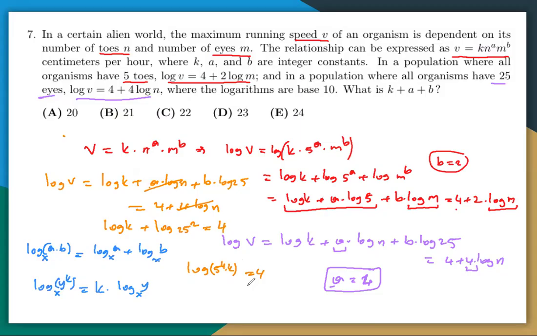Okay, so then we want to find k. I can take this as 10 to the 4th power is equal to 5 to the 4th times k. Since 10 to the 4th is 2 to the 4th times 5 to the 4th, that 5 to the 4th will cancel, and k will be 2 to the 4th, which is 16. So that will be our k, that's what we are looking for. So with 16, 4 and 2, it looks like we have 22.